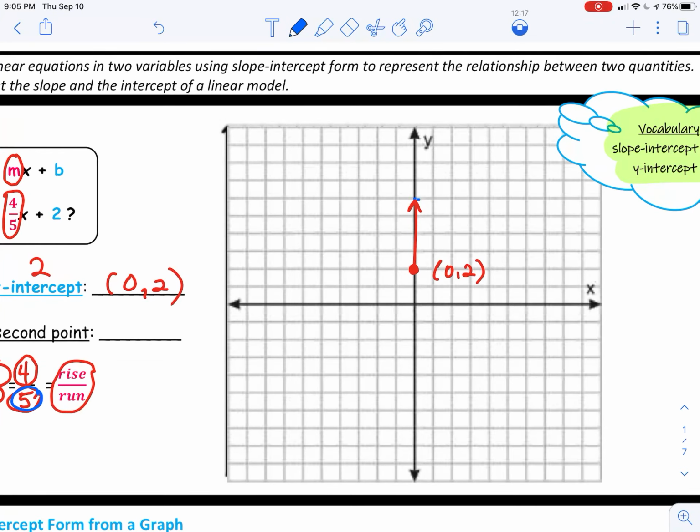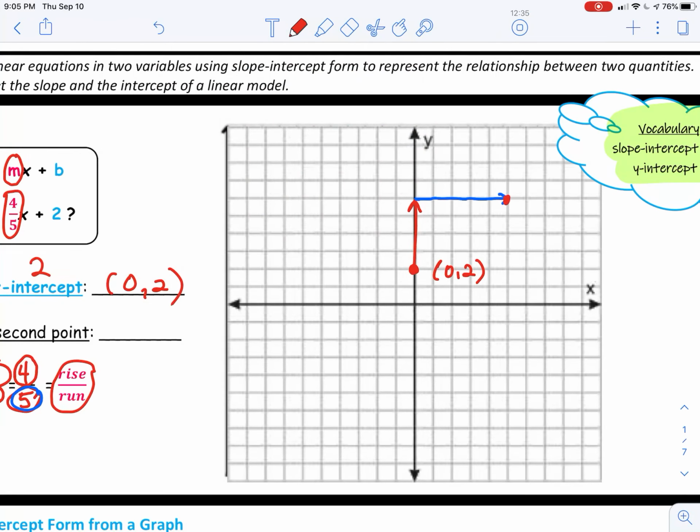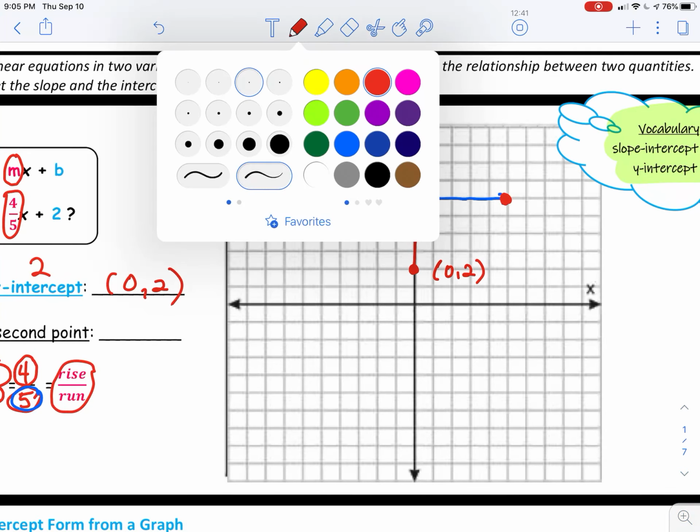So from where we left off here, we're going to go 5 steps to the right. We're going to run in a positive direction 5 steps. 1, 2, 3, 4, 5. Right there. And I'm going to plot my second point. I'm going to go back to red. Now, from that, I've got to figure out where is that? What's the address of that point?